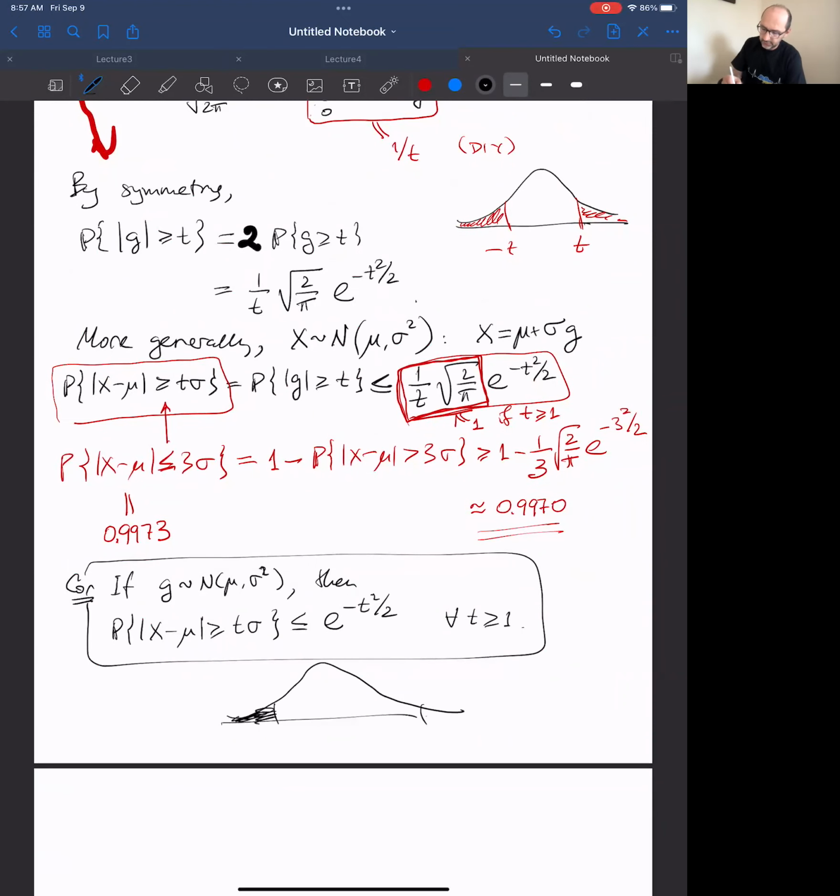So these tails are really, really small. This is mu, and this is t sigma here, and the tails are really light. They go down to 0 at a super exponential speed. And that's an example of a concentration inequality. It says that most of the time x is within a constant number of sigmas. We can call this a Gaussian tail bound.